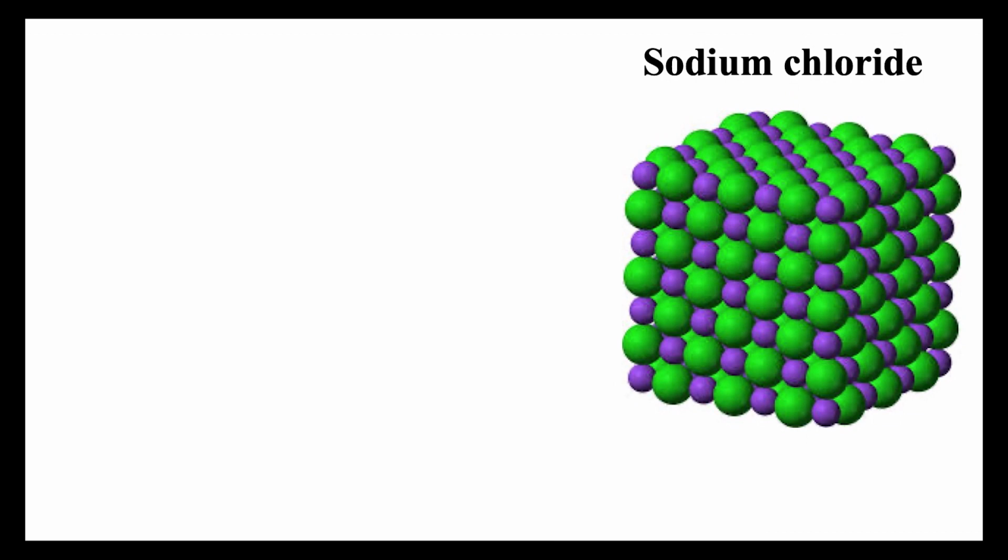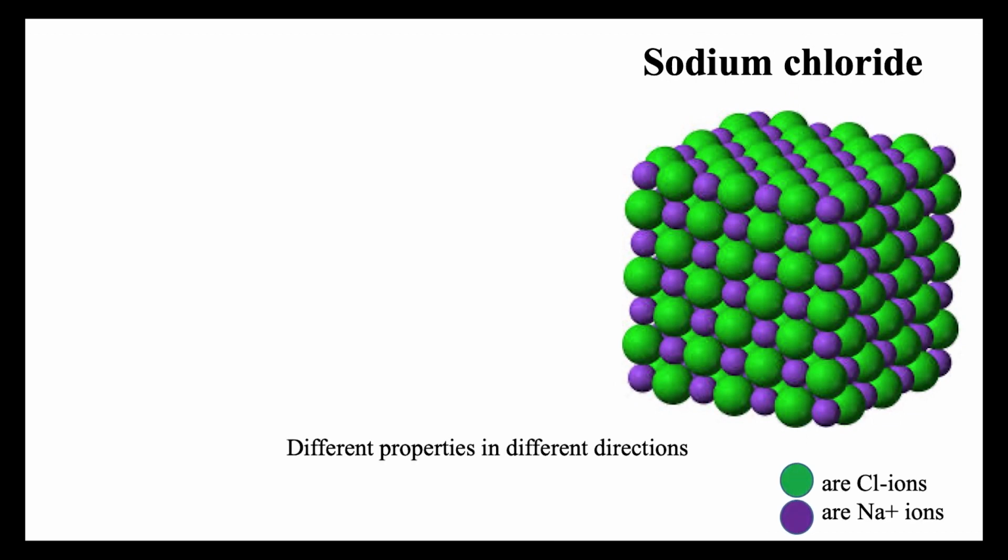Let us start from a point in this arrangement of ions and move in the horizontal direction. We will encounter two different types of ions, that is sodium ions and chloride ions in this direction. But if we start from the same point and move diagonally, we will encounter the same type of atoms, say only sodium ions or chloride ions.